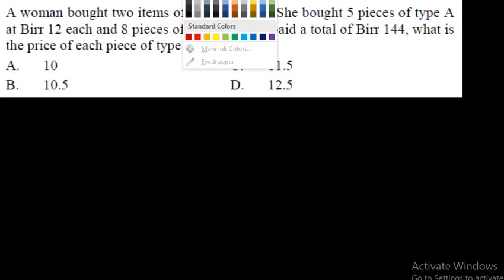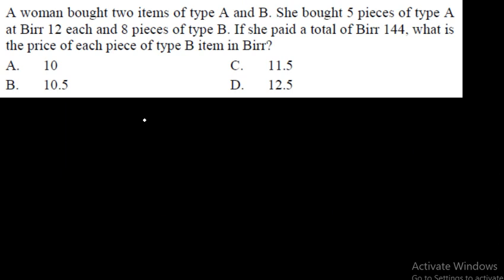The next question: a woman bought 2 items, type A and type B. She bought 5 pieces of type A at 12 each, and 8 pieces of type B. If she paid a total of 144, what is the price of each piece of type B item?